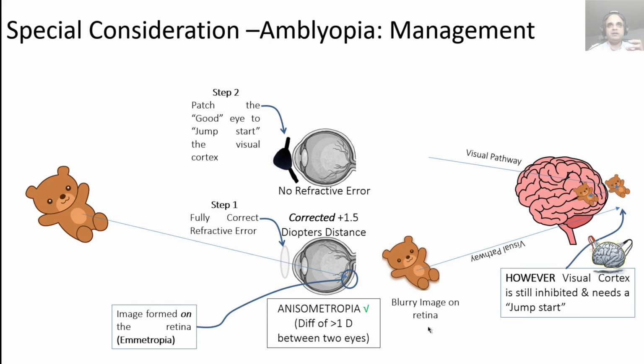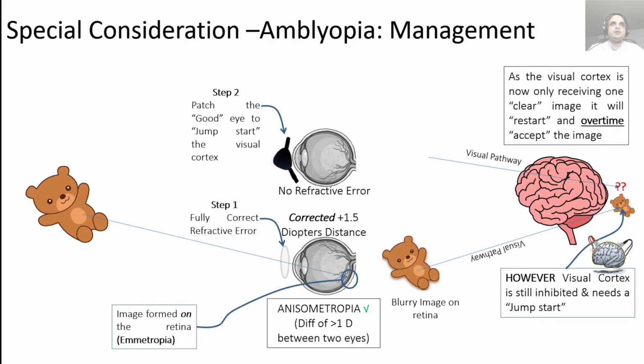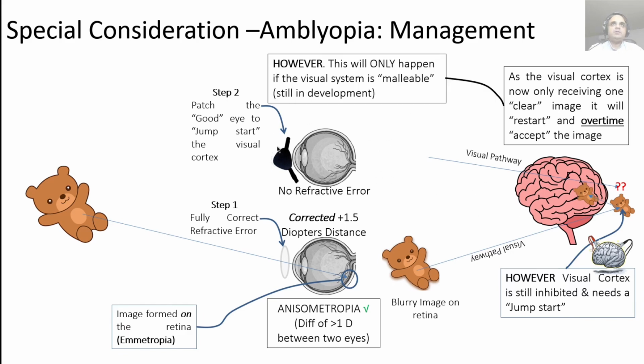We have cleared the refractive error, produced a good image. Now we need to kickstart the pathway. And this process over time will, if done at an appropriate age, i.e. between 9 and 12 years, is very successful at kickstarting this pathway. And then once both of the eyes have equal visual acuity, you can slowly remove the patching, so that the patient can look through both eyes.